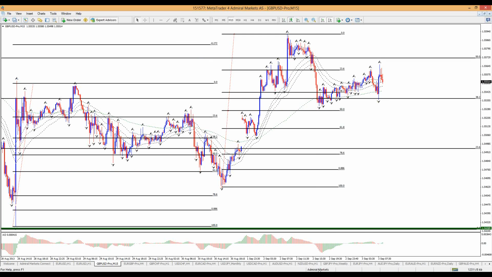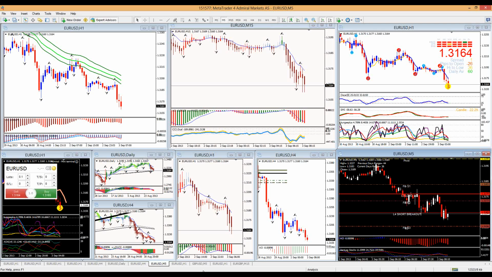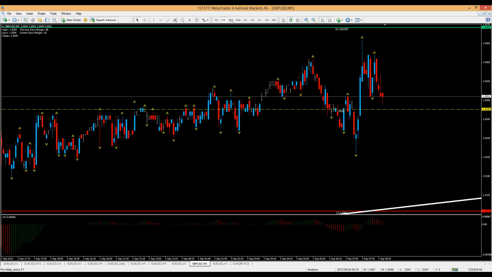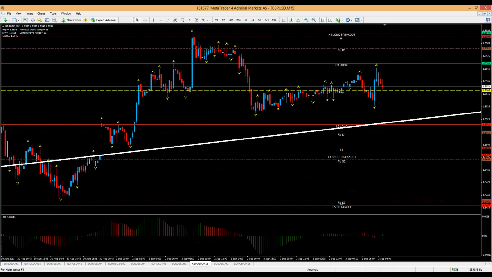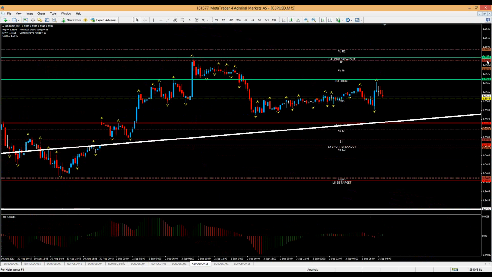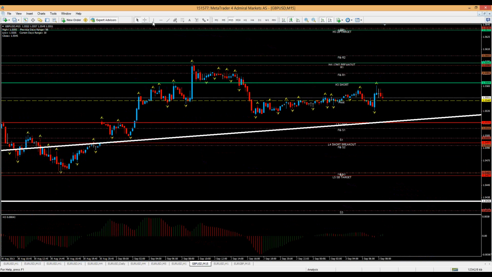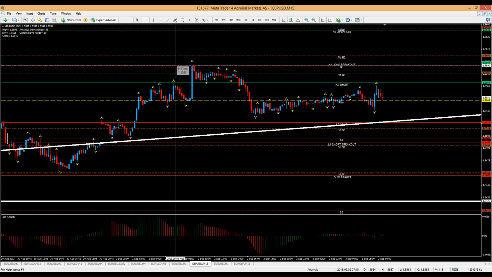Okay, now I'm going to take a quick look at the Camarilla indicator. Let's see what it says. It says H4 breakout above that 1 hour top. This is the 15-minute world, and we're taking a look at the pivot point Camarilla indicator.